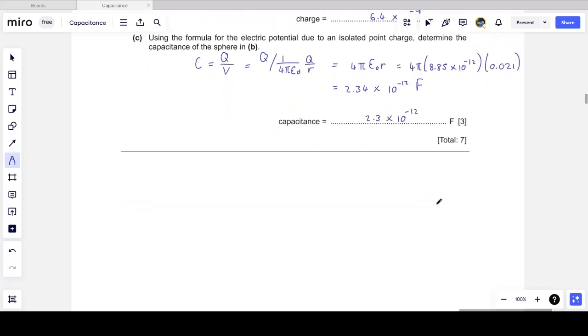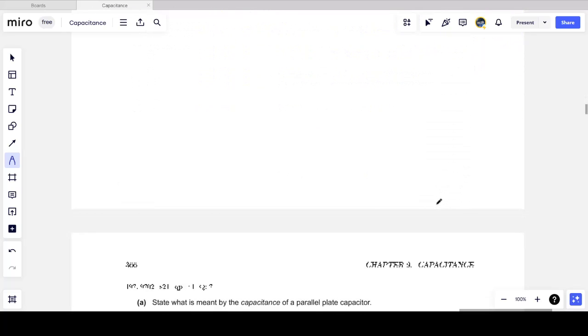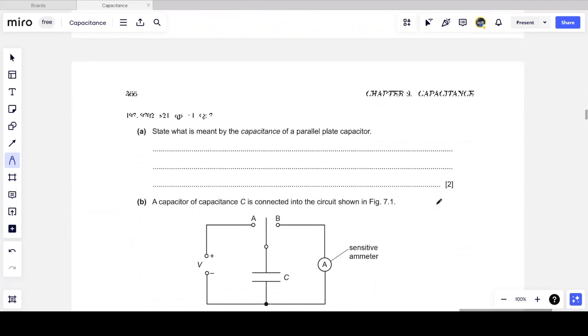Now, that question was worth 7 marks, and there was a little bit of mathematics involved, but nothing out of our abilities. The next question is 197.